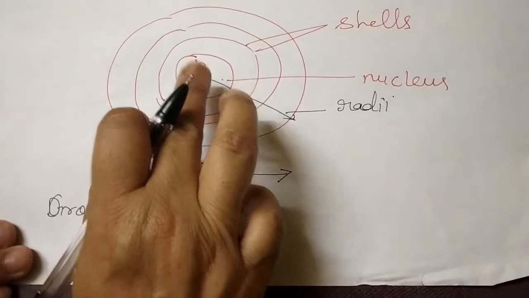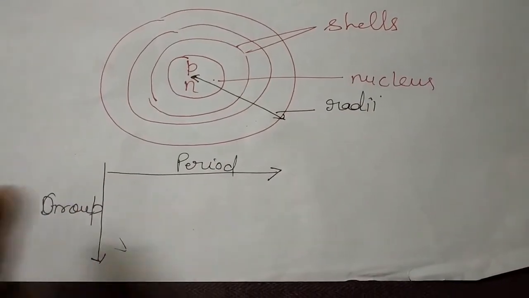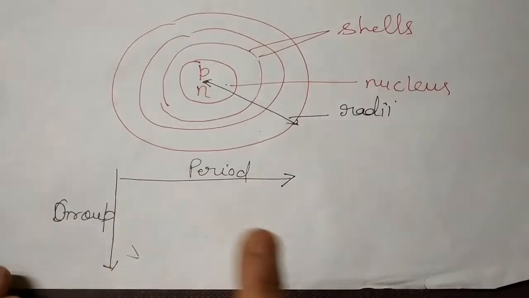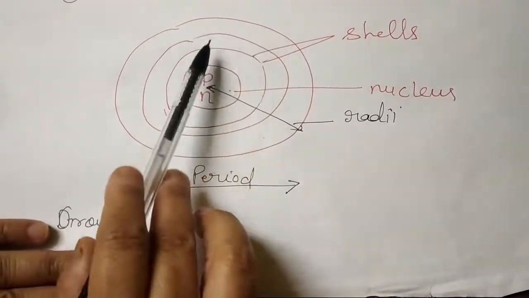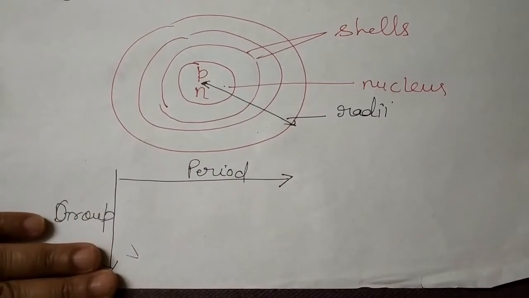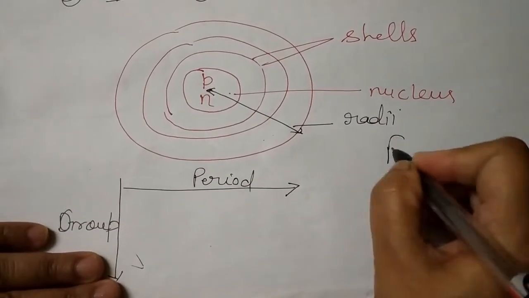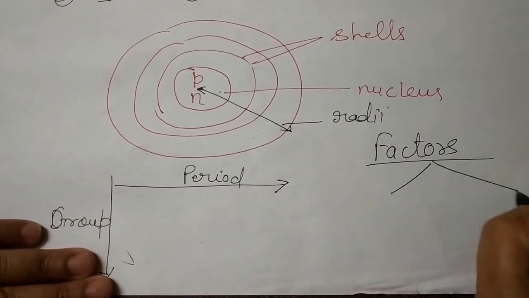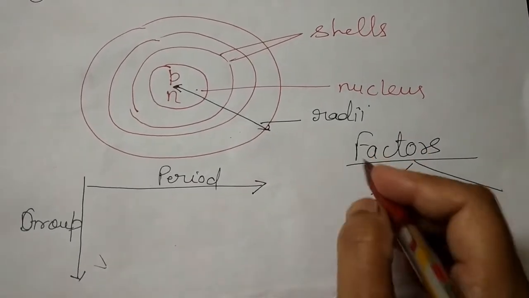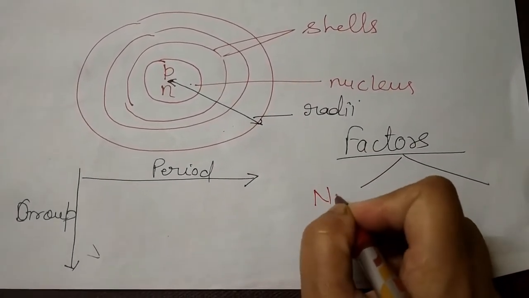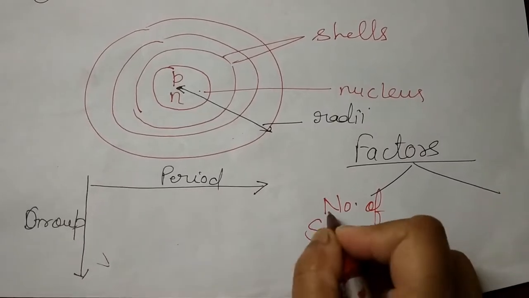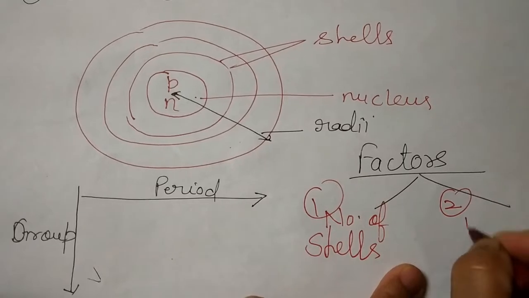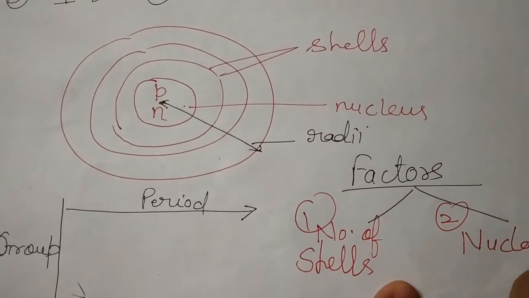Now, what are the factors on which atomic size depends? How does the variation occur in this period and group? Before this, we have to see what are the factors on which the atomic size depends. That depends upon 2 factors. Two factors only. One is number of shells, and another is nuclear charge.